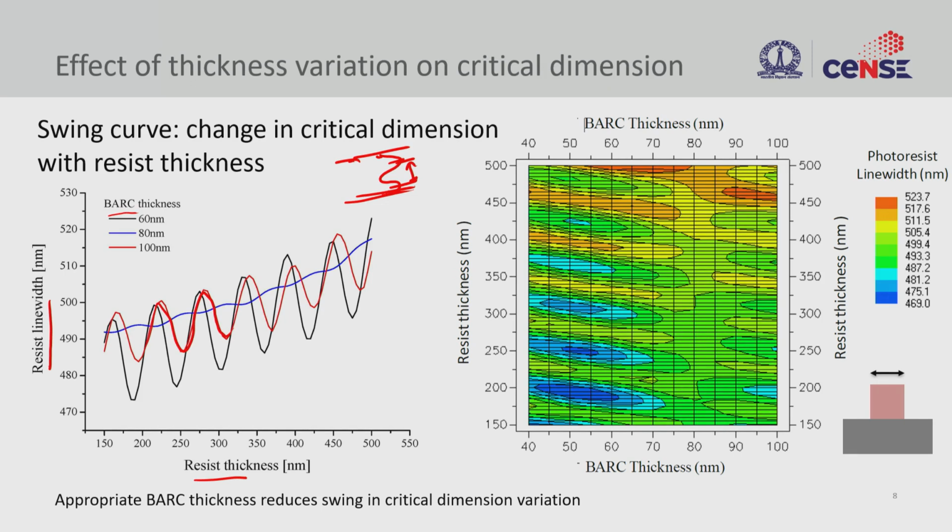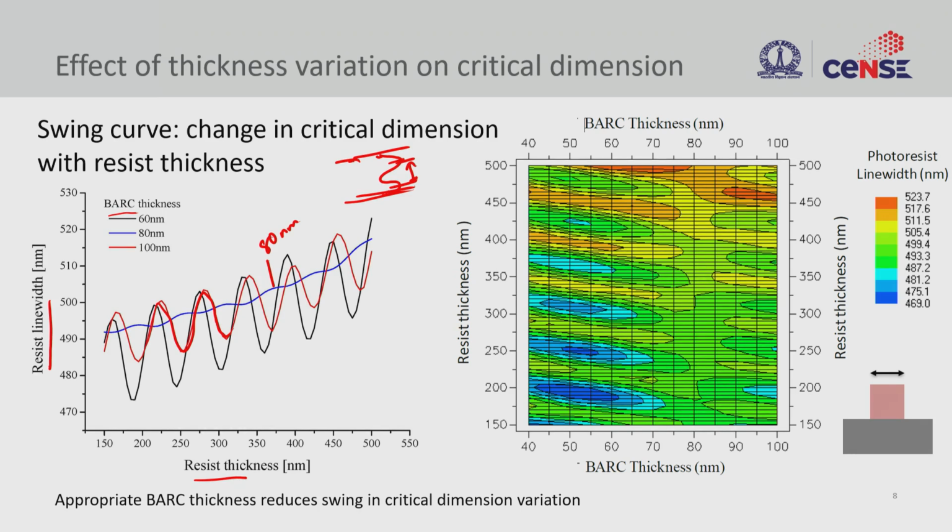But then you should also notice that at an optimal thickness, in this case 80 nanometer of BARC, you see the swing is almost null. You do see a very small swing, but it is very minimal. With thickness variation, you see a very small change in the critical dimension. And you want to reduce this swing.